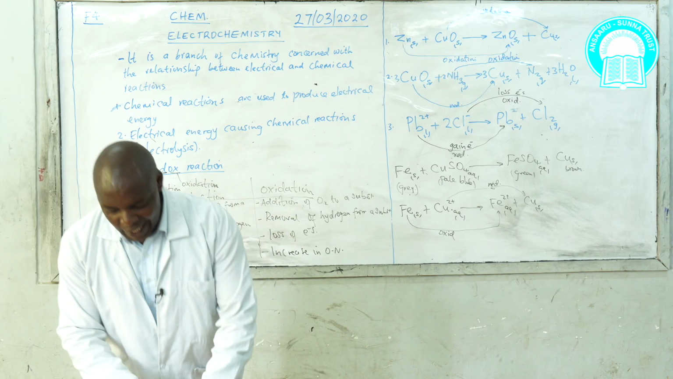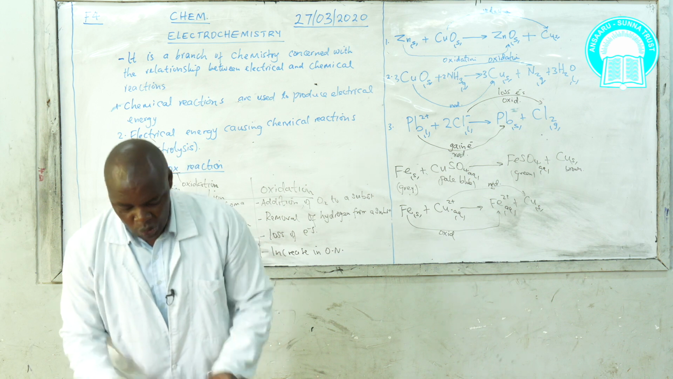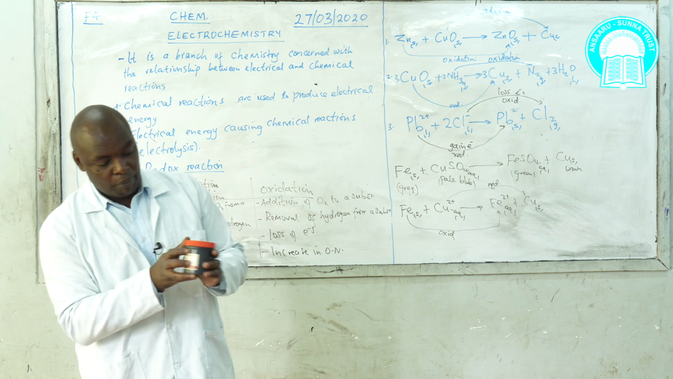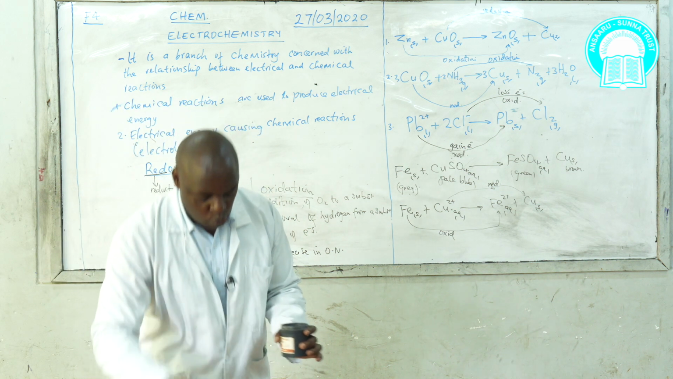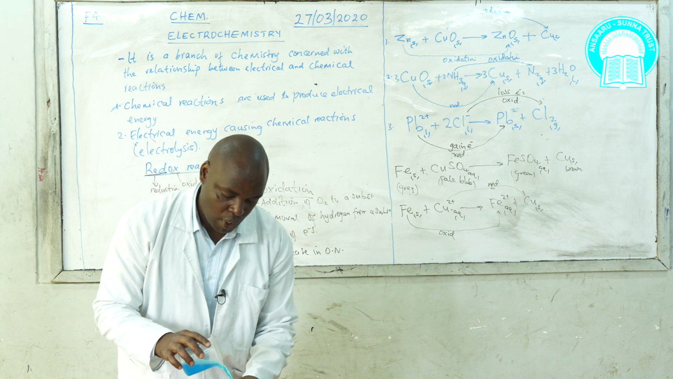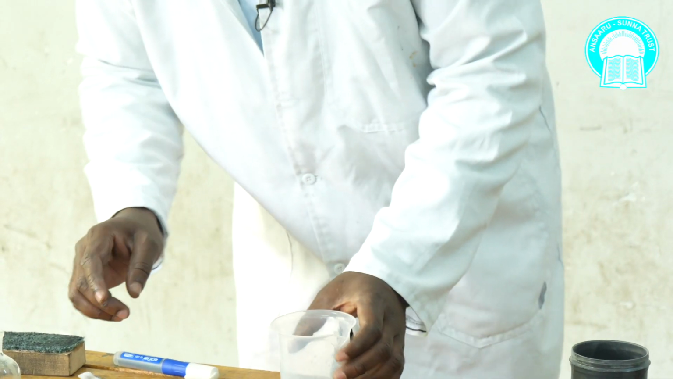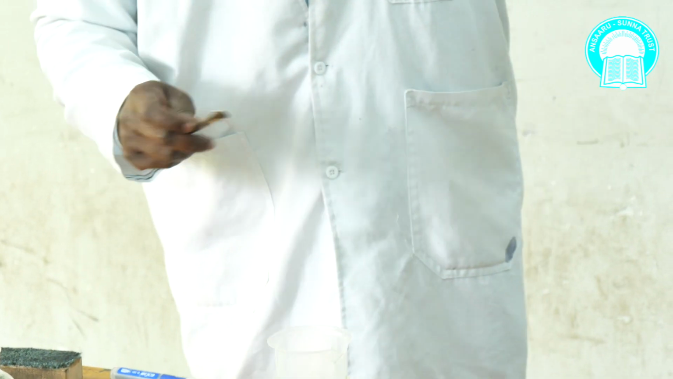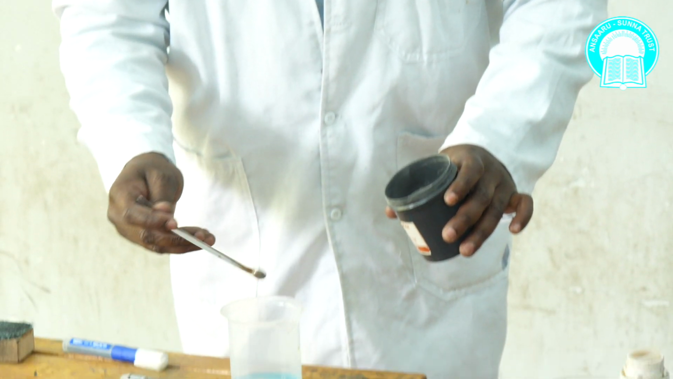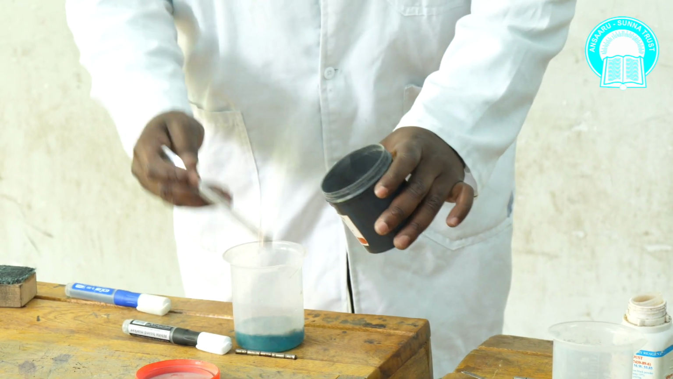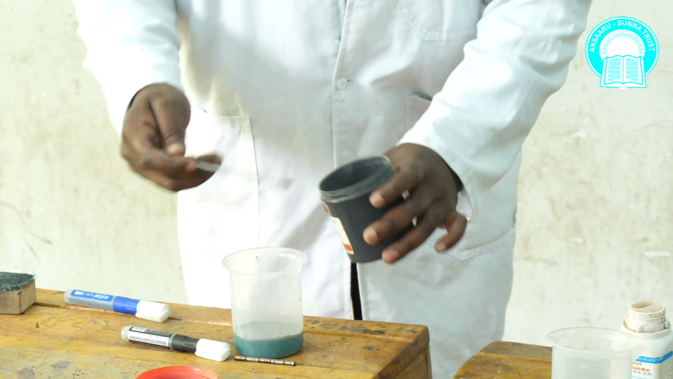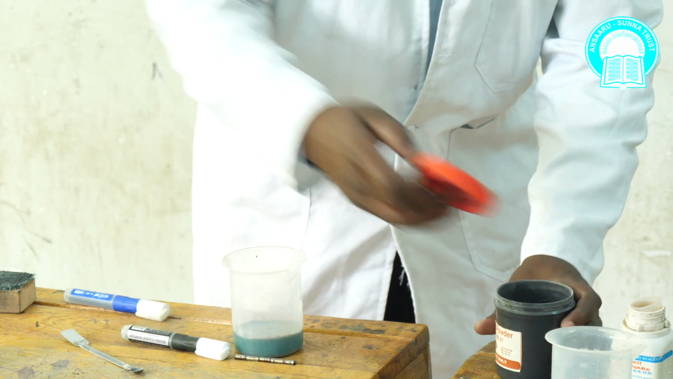We can also have another one, whereby we use zinc powder. I have zinc powder here with me, which I can also use to demonstrate the same. I'm going to take a small volume of copper 2 sulfate, and this zinc powder, you can see, is gray. I'm going to add some zinc powder in this copper 2 sulfate solution.